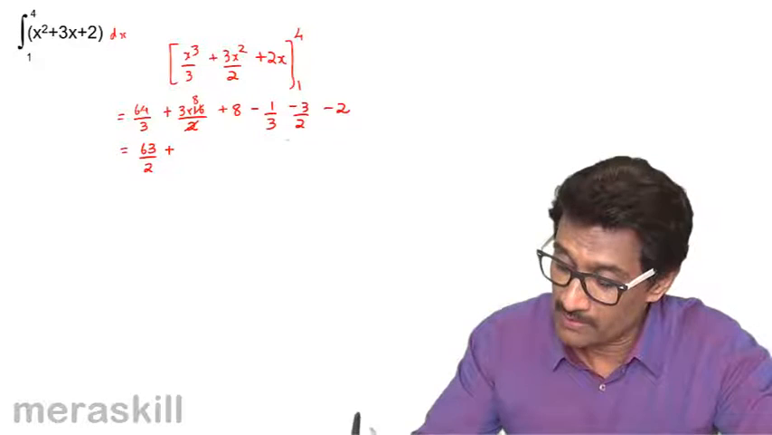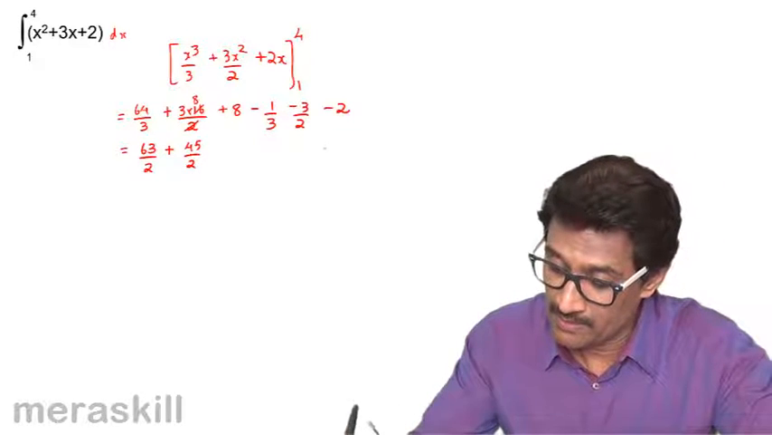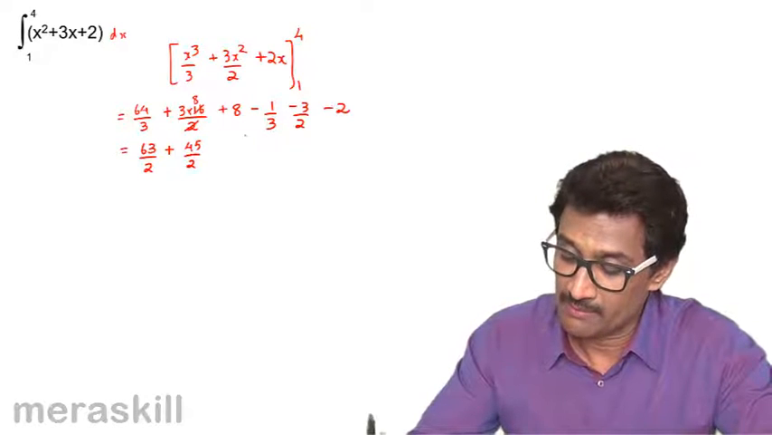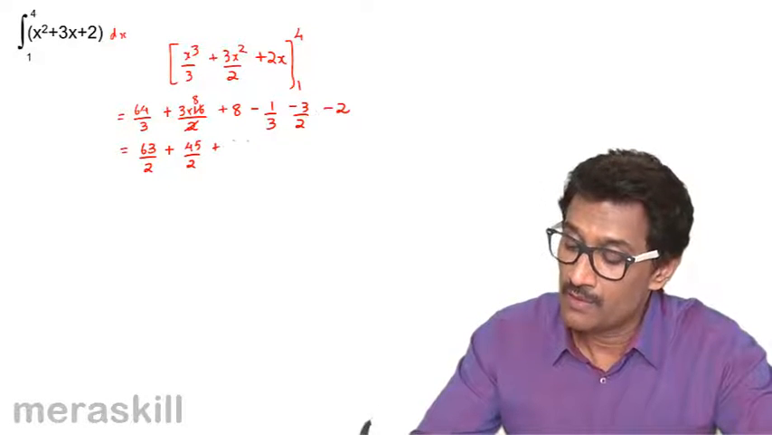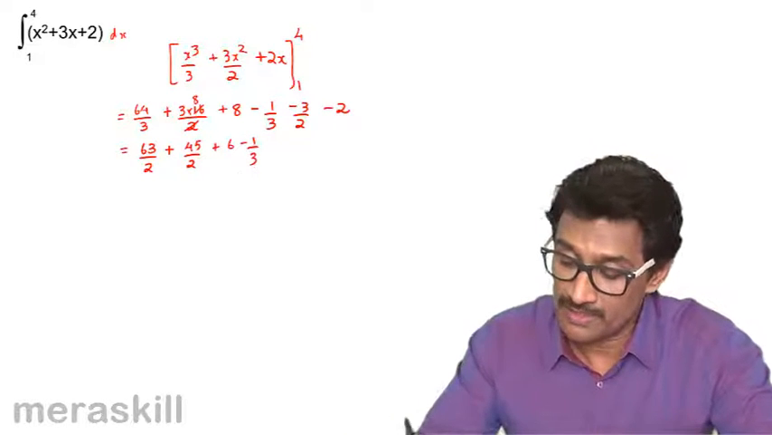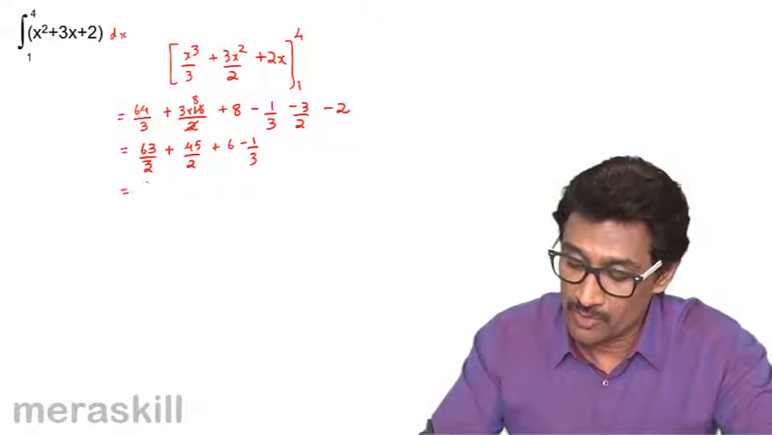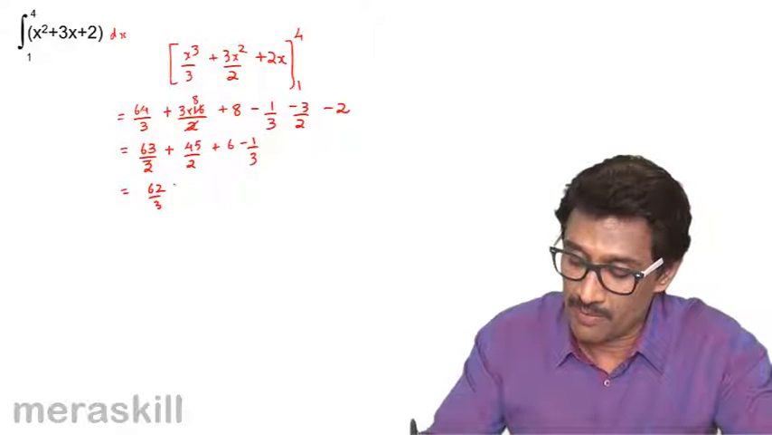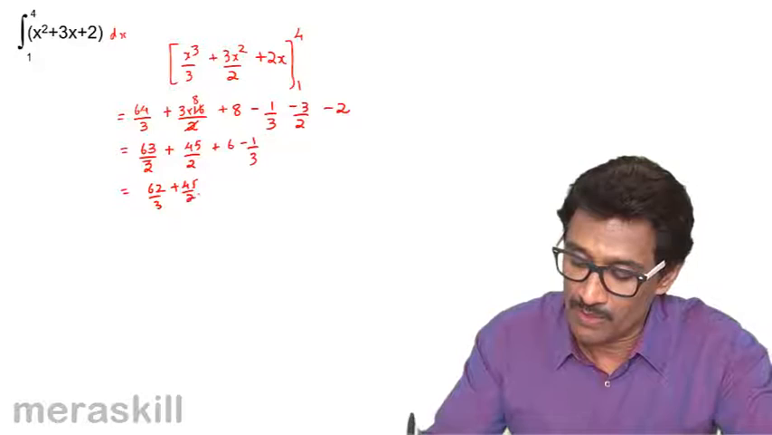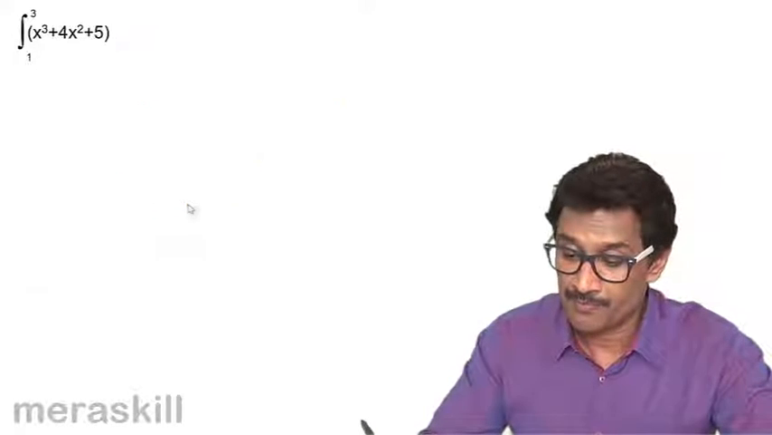24 minus 45 by 2. And then you have all these other things: 8 minus 2 plus 6 minus 1 by 3. So we substitute all these values, 64, 63 by 3, and then you get accordingly 62 by 3 plus 45 by 2 plus 6. So this is how we find the value of this.